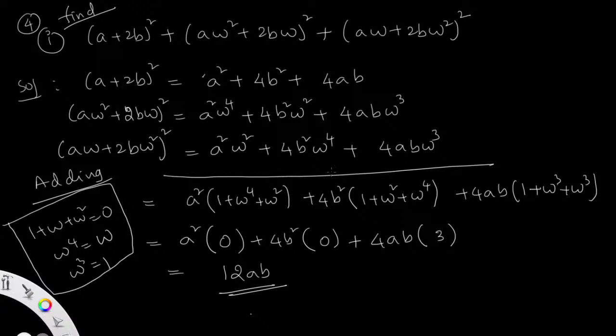The value asked in the question: a plus 2b whole square plus a omega square plus 2b omega whole square plus a omega plus 2b omega square whole square. Using the general basic formula for a plus b, take the common terms and add all of those: a square is common, 4b square is common, and 4ab is common. The basic rule is that the sum of the cube roots of unity is 0, omega power 4 is omega, and omega cube equals 1. So this is the simplified form, and you get the value 12ab.